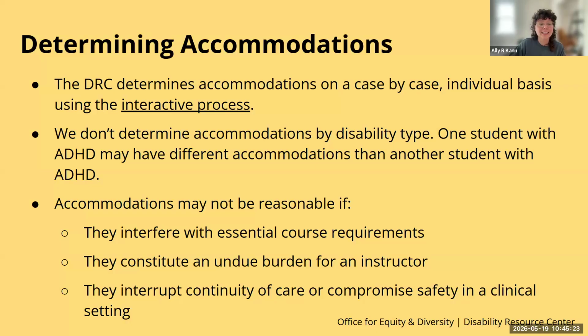So like I said before, we use the interactive process. We try to have a very individualized process that reflects the particular student that we're working with and their needs. We don't determine accommodations by disability type. Like I said, two students may experience the same diagnosis differently. And some accommodations might not be reasonable if they interfere with essential course requirements. So, for example, if group work is an essential part of a course, then potentially we would need to explore accommodations to support group work rather than a student not engaging in group work at all.